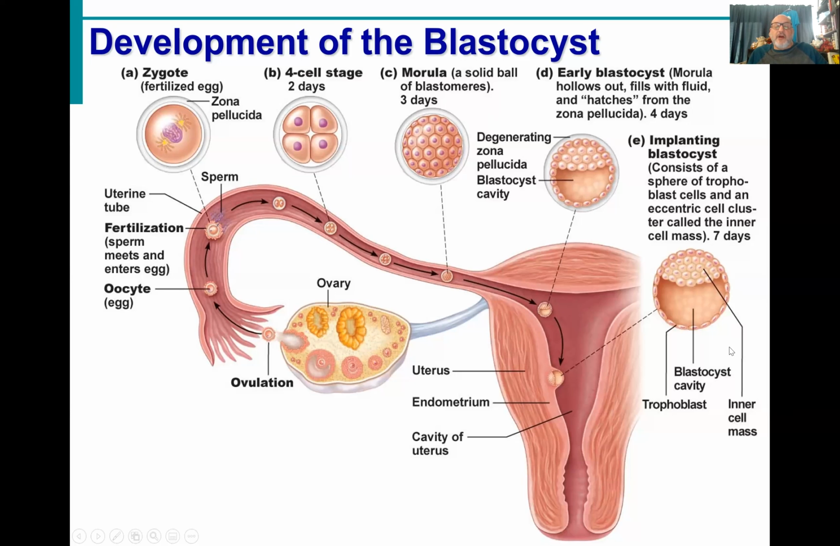Awesome. All right, excellent. So at this point, we have now formed our blastocyst. And it is about day 6 or 7, it basically hatches and it hangs out for another day or 2 until final implantation takes place.